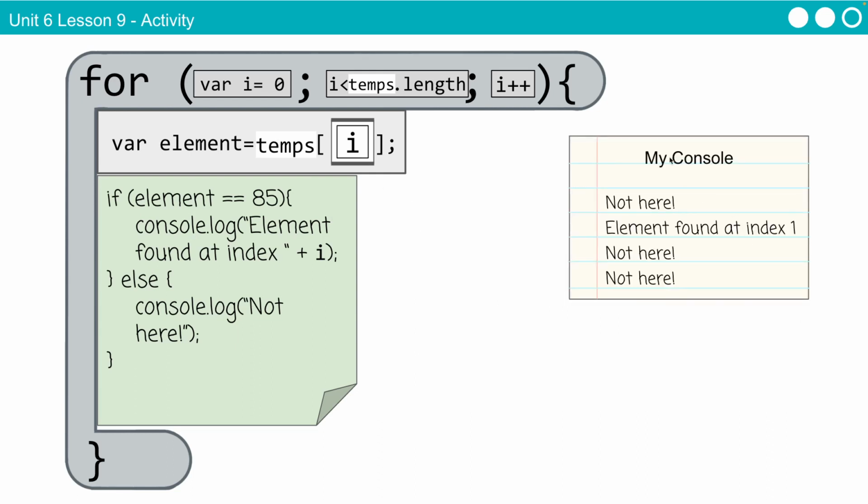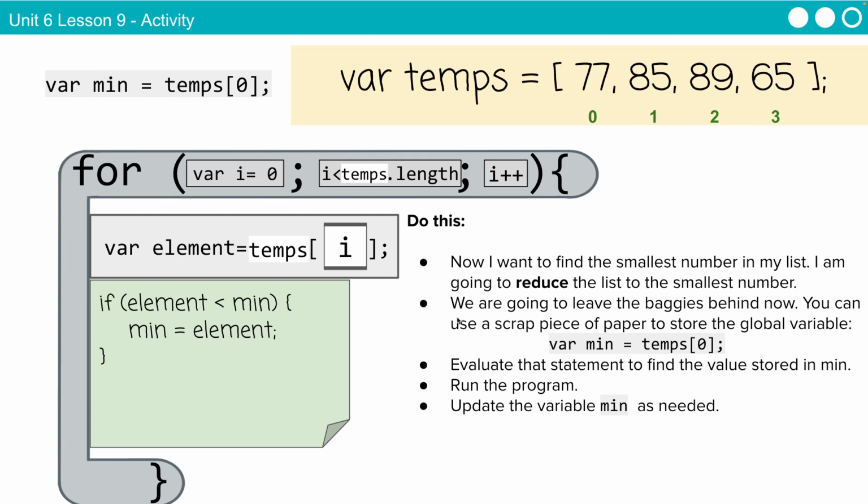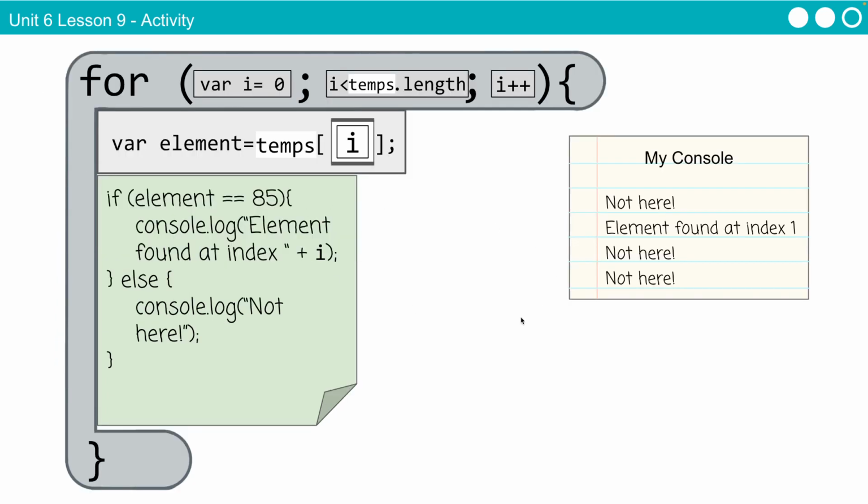But here it is, right? First time we go through the loop, first time we go through, if element is equal to 85, that's the value we're looking for. Which element in the list has the value of 85? So that's that second item. It's not the first item because that is 77, so this must be 85. And the other two don't have that value.